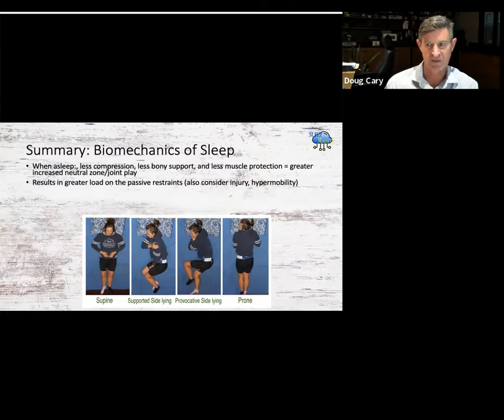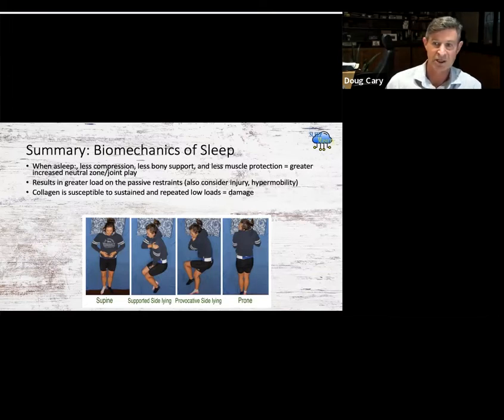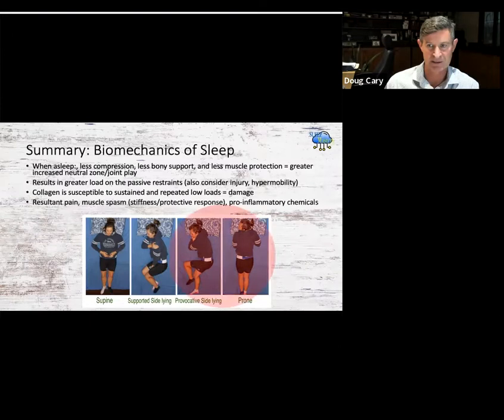And this is something I've found clinically, that people that have what I would call provocative sleep positions tend to suffer a lot more if they have a positive Brighton or Beighton hypermobility score. And we know from those feline and human studies that collagen is susceptible to sustained or repeated low load. So it doesn't have to be high load. Either is going to cause some degree of damage to those passive restraints, and that's going to result in pain, muscle spasm, and probably the release of pro-inflammatory chemicals.